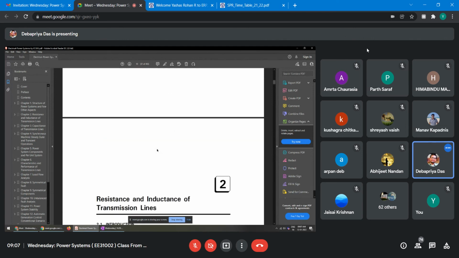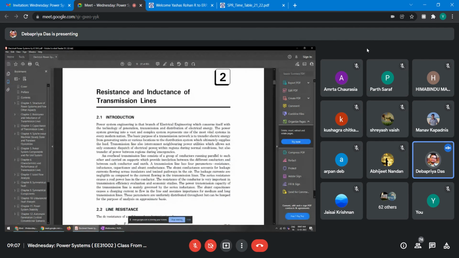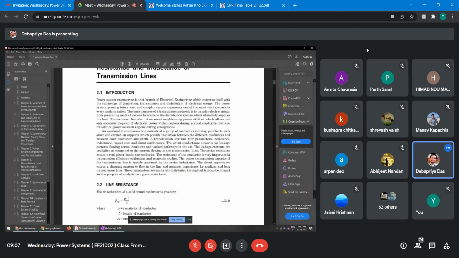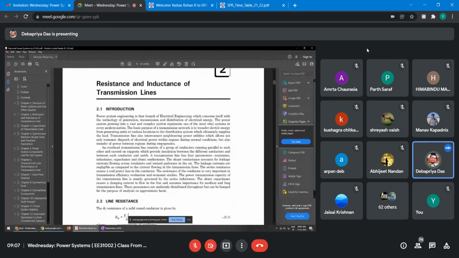Next is resistance and inductance of transmission line, right? The resistance you have already studied in your higher secondary physics. The only thing is that, due to this pandemic situation, you didn't see the lab and could not do the laboratory experiments. But anyway, this present pandemic situation has compelled us to do virtually everything. Anyway, so resistance and inductance of transmission line.